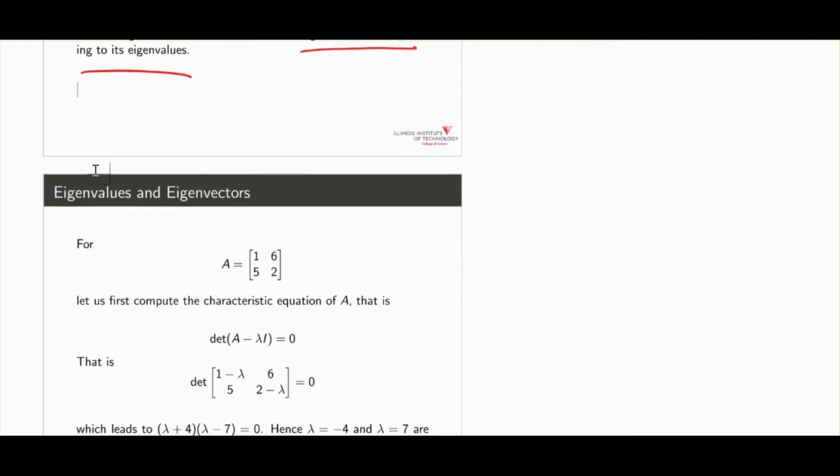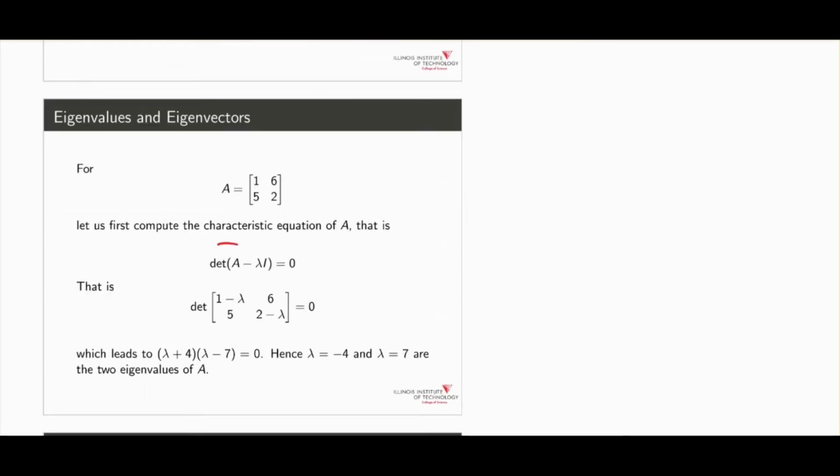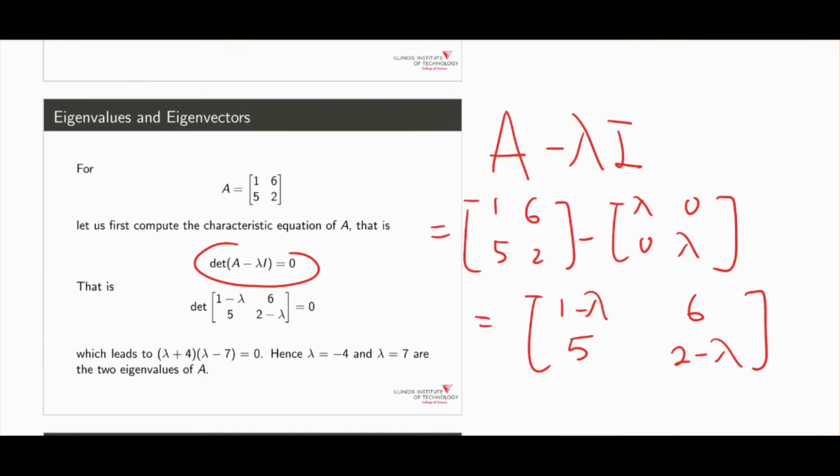So what we do is compute this determinant. We take the matrix A minus lambda I. So what do we have? We have A, minus lambda I, which looks like this. So you have a matrix that looks like that. Take the determinant and set it equal to 0. Computing the determinant and setting it equal to 0, you will get something that looks like this.